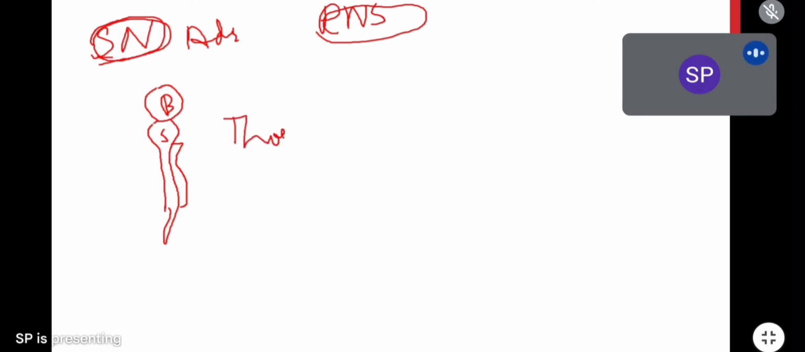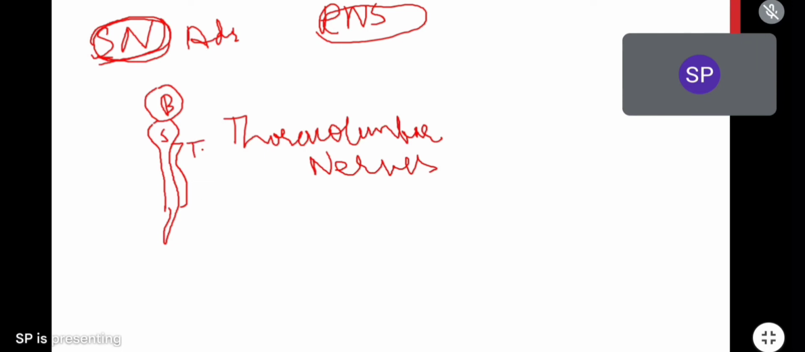So they are called thoracolumbar nerves. Sympathetic nerves or adrenergic nerves arise from T1 to L3. All the nerves arising from the thoracic region to the lumbar region are sympathetic nerves. Simple. Where do sympathetic nerves arise from? From thoracic to L3. This thing you should understand.